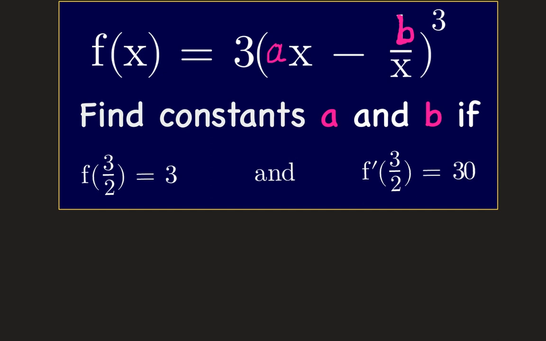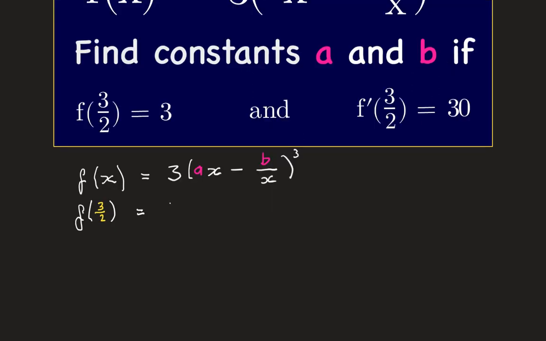To find the constants a and b of this function, we'll use the information below here, where x is going to be 3 on 2. And I'll substitute the 3 on 2 value of x in here.